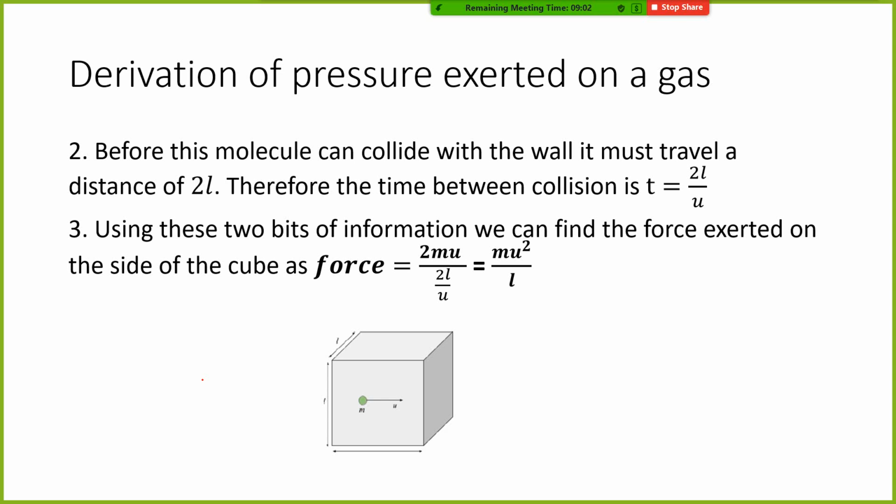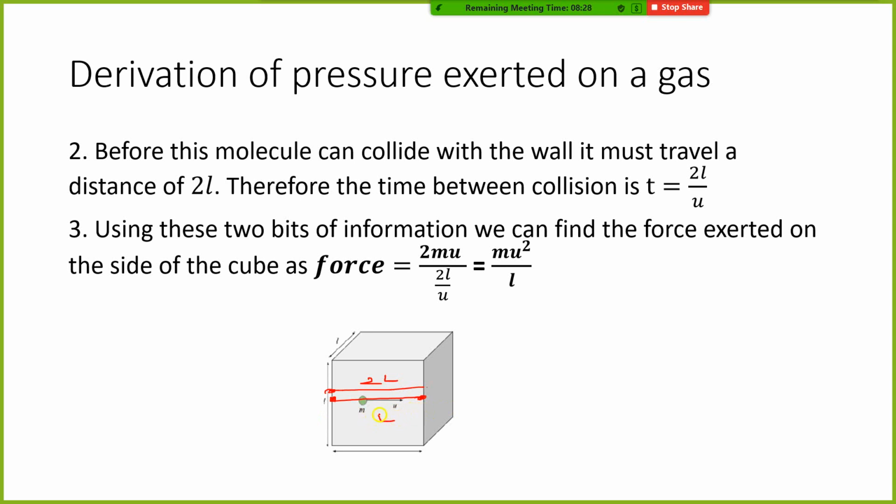So let's imagine that the particle starts at this wall. It starts from this wall and it travels all the way over here. That is going to be the first distance, which is L. Then after colliding, it's going to come back over here, and that total distance is going to be equal to 2L.